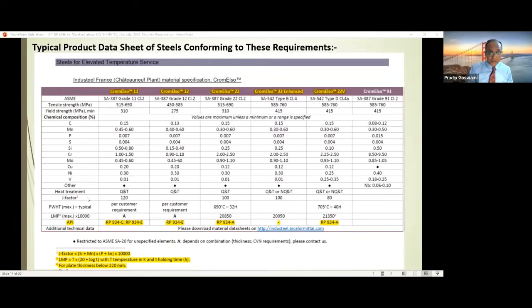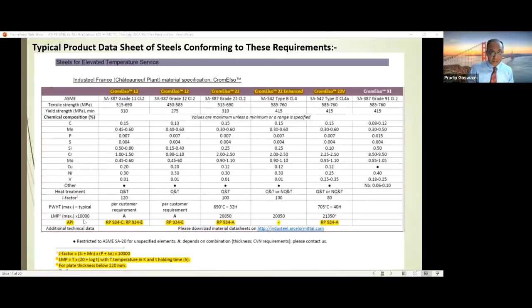What you see here is the nominal composition. The heat treatment is quenched and tempered. You have the J factor, or you can give it by X bar also. X bar should be less than 15, which we talked about earlier. And post-weld maximum, as per the customer requirement, that is the maximum post-weld heat treatment cycle the mill has to do as a simulation, should come from the project specification or from the customer.